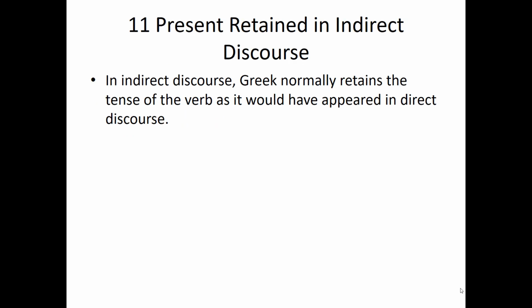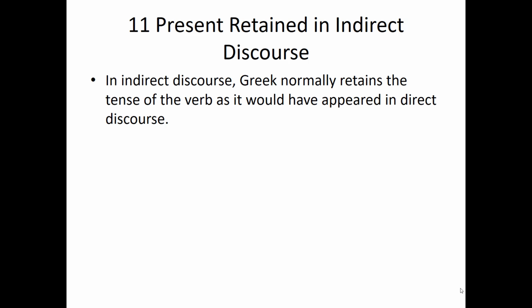The last thing we want to look at here is when the present tense is retained in indirect discourse. This is not a syntactical category, but this is just something that happens in Greek, and so you want to know why it's doing it. So in indirect discourse, Greek normally retains the tense of the verb as it would have appeared in direct discourse. Direct discourse is essentially something like comma, quotation marks, and then the discourse. I say to you, get up. Get up would be the direct discourse.